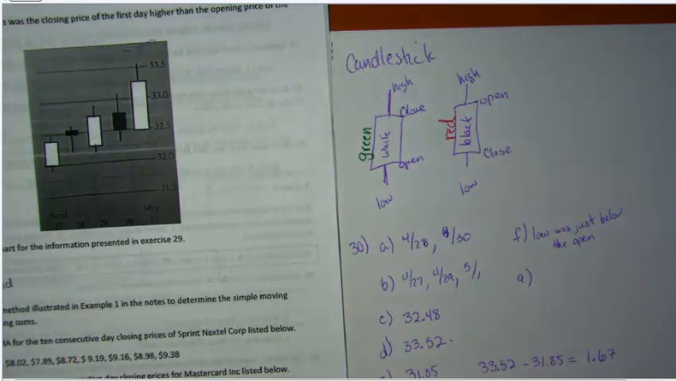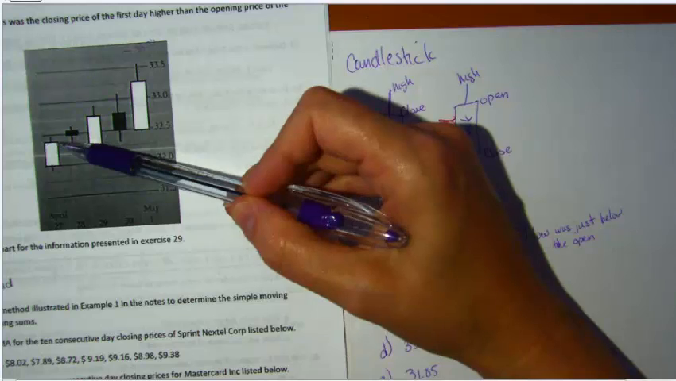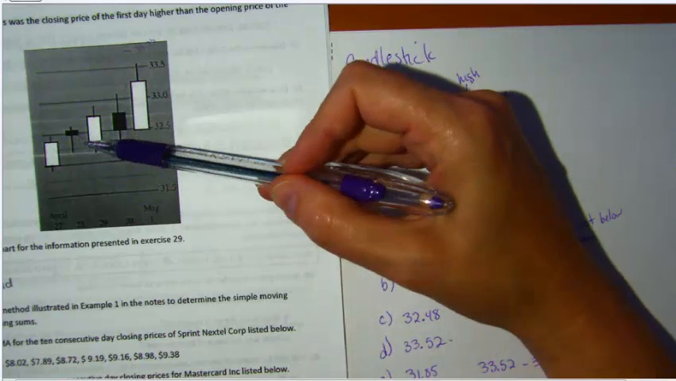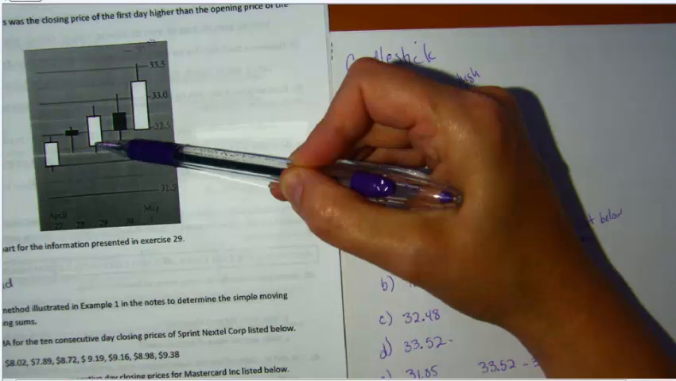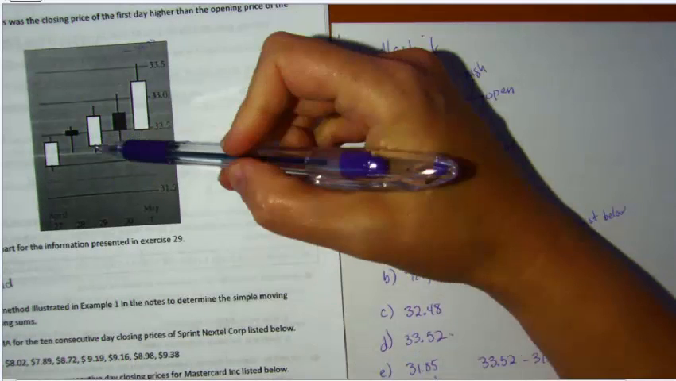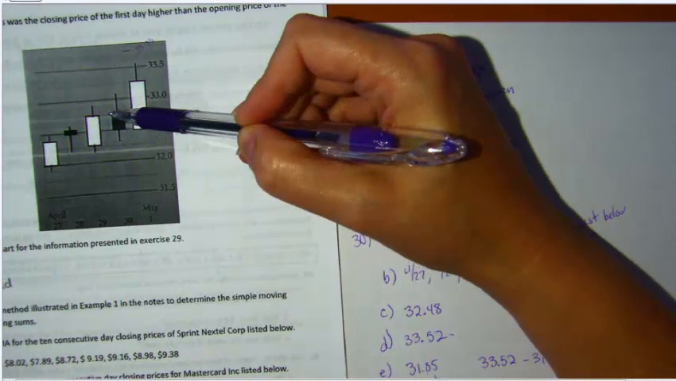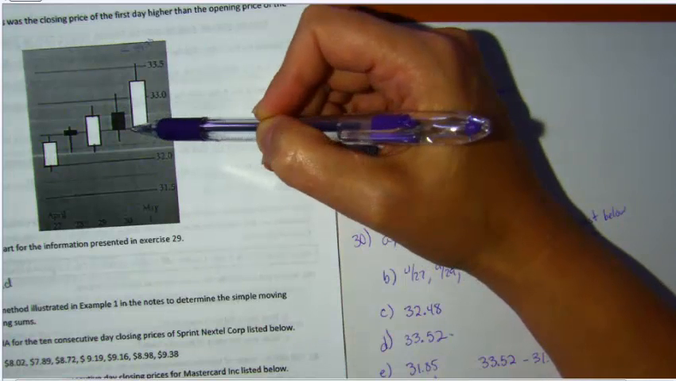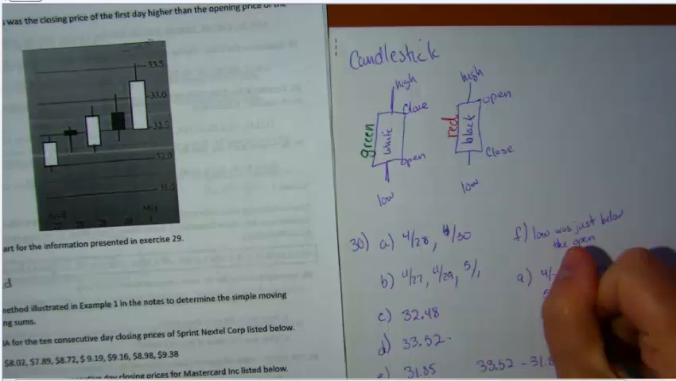And then G, on which consecutive days was the closing price of the first day higher than the opening price of the second day? Well, here's our close and here's our open, so that doesn't work. Here's our close and here's our open. So the closing price here was higher than the opening price here. Does that make sense? So from 428 to 429. Here's our close. Here's our open. That didn't happen there. And then here's our close. Here's our open. That might be higher, or it might be the exact same price. But I'm just going to go ahead and put it down anyway because it's close.